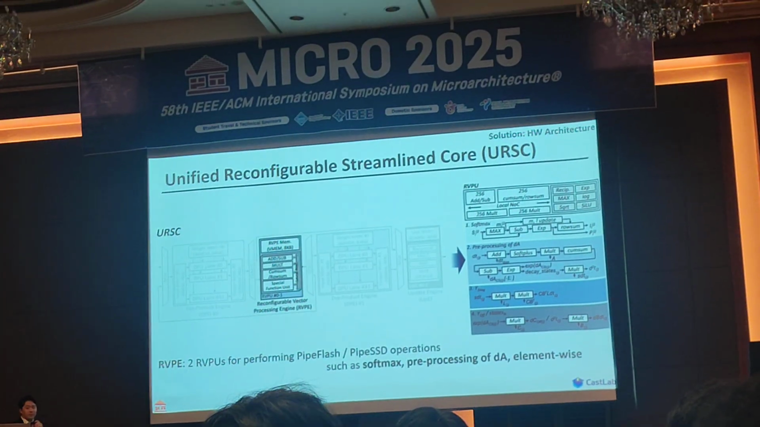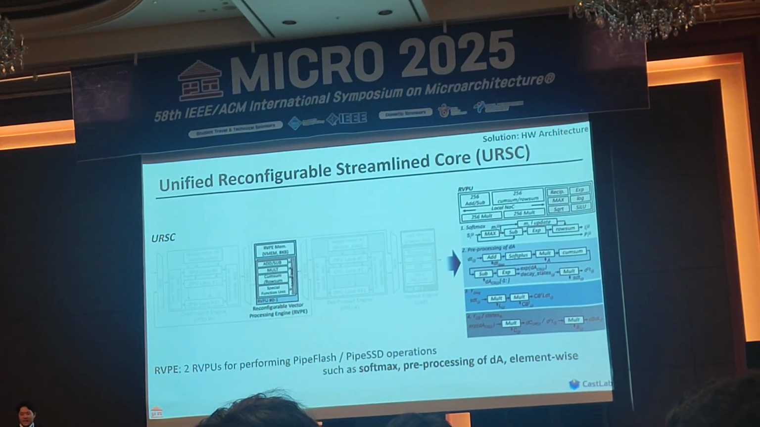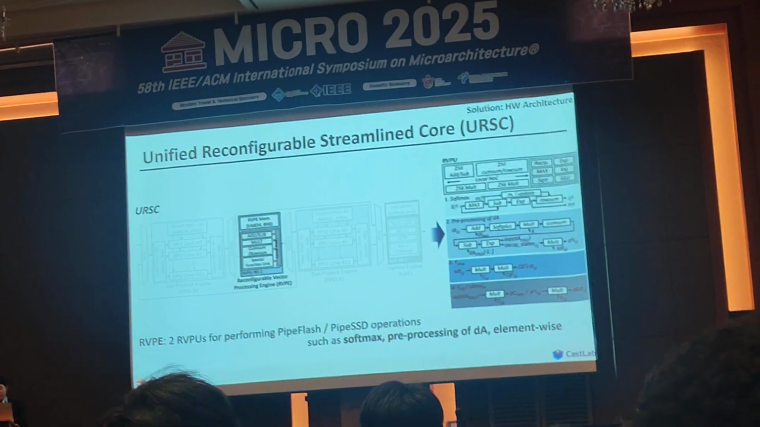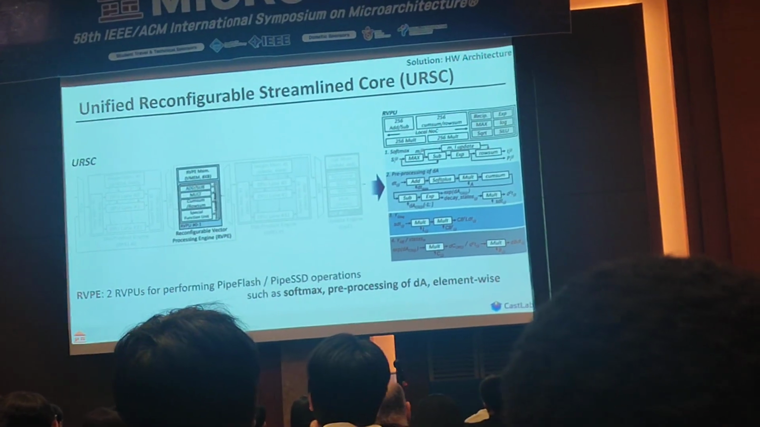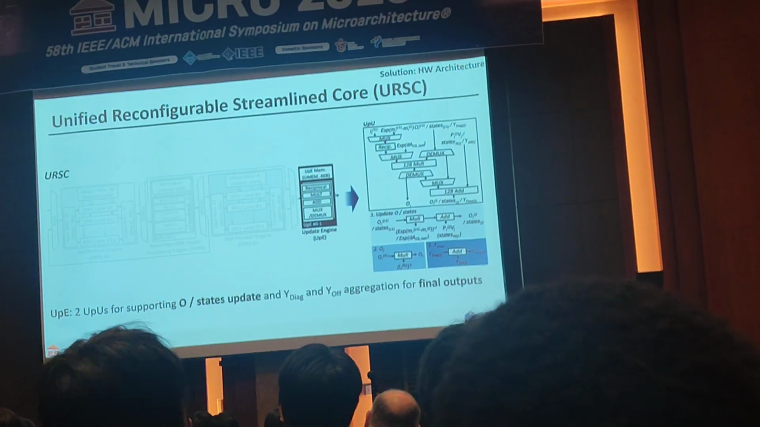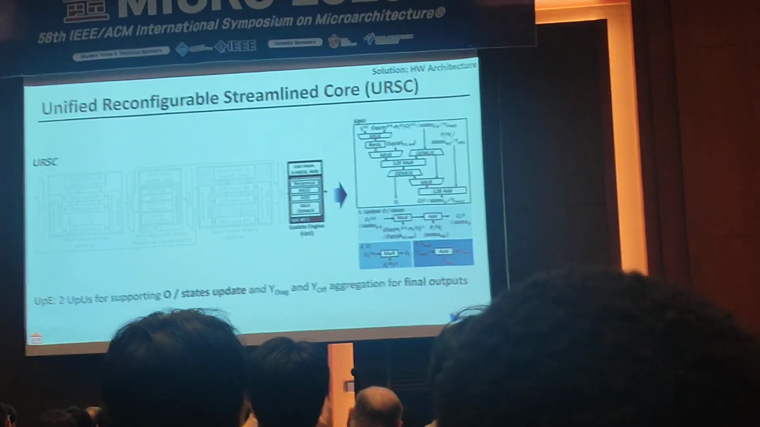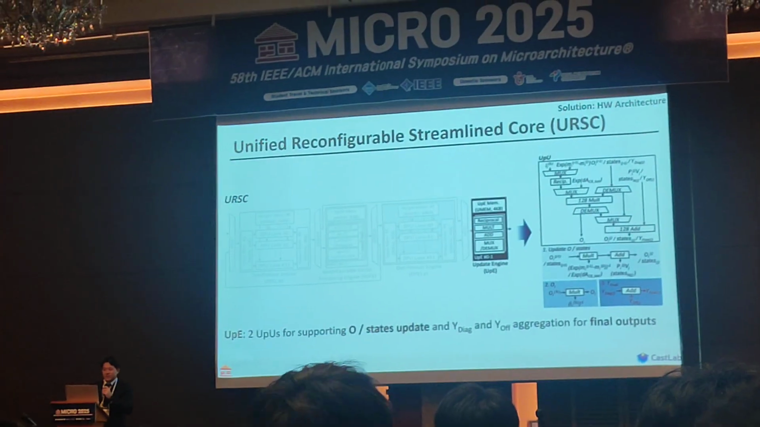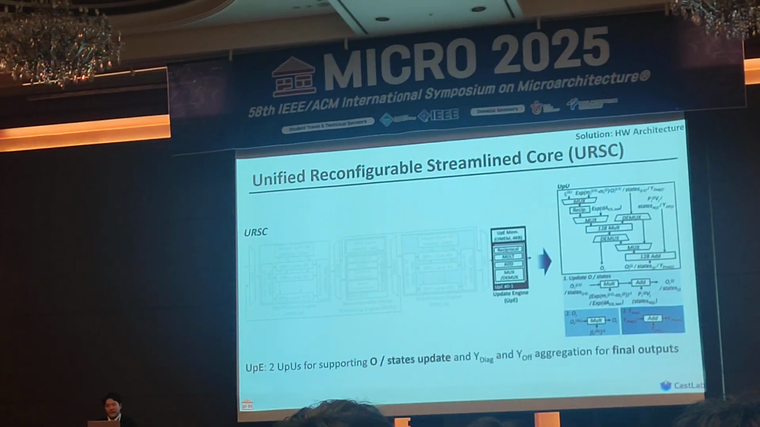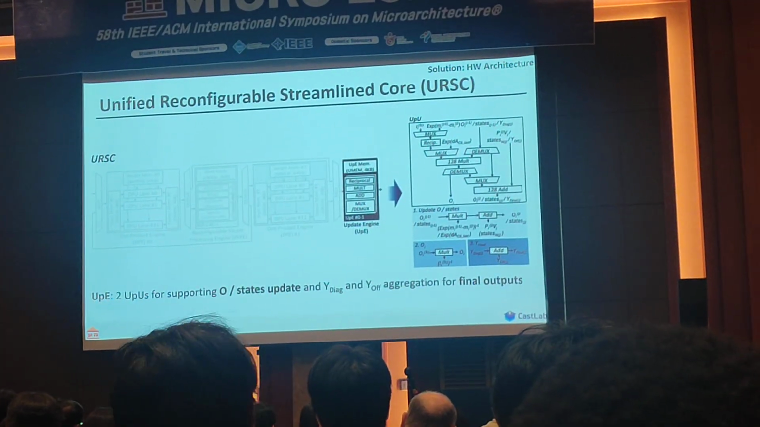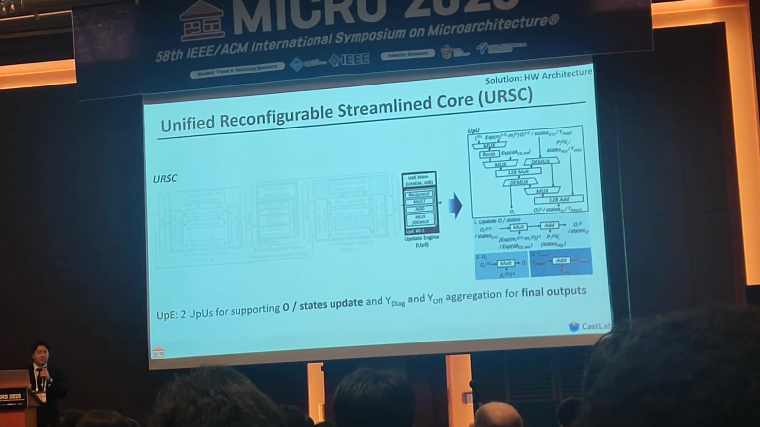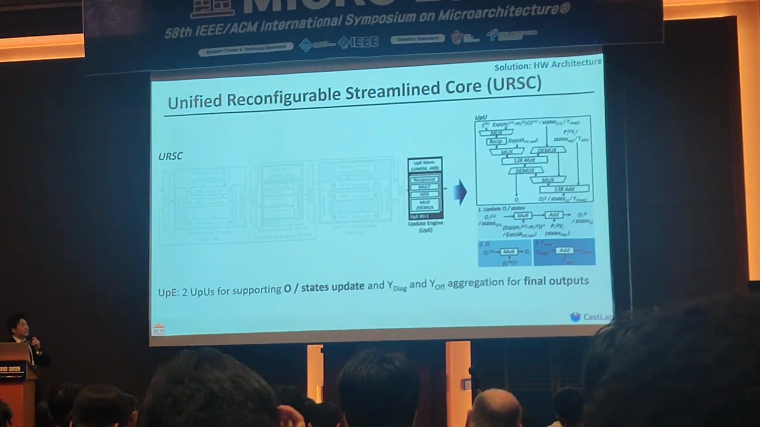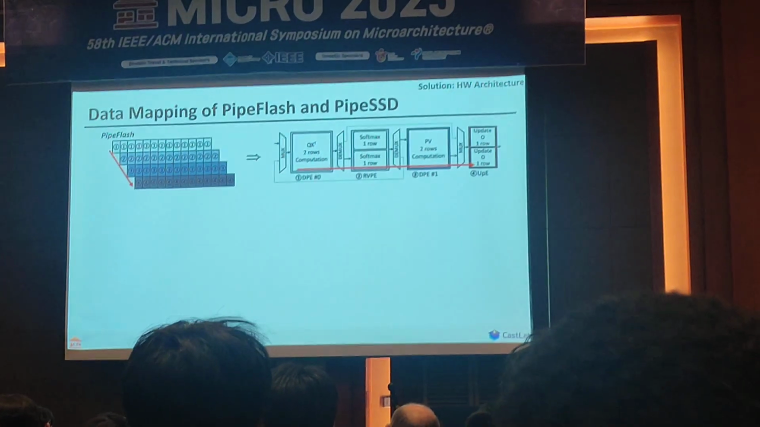Second, the reconfigurable vector processing engine, or RVPE, handles softmax and element-wise operations for PyFlash and PySSD. Lastly, the update engine, or UPE, aggregates outputs such as Y diagonal and off diagonal and updates attention output and recurrent states. Together, these engines enable a fully pipelined execution for both attention and SSD components.